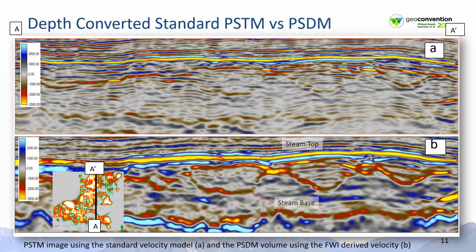The upper panel shows the PSTM volume used to pick the top base steam chamber events independent of the FWI results. The lower panel shows the improvement in imaging after applying the FWI velocity model to produce a PSDM volume.